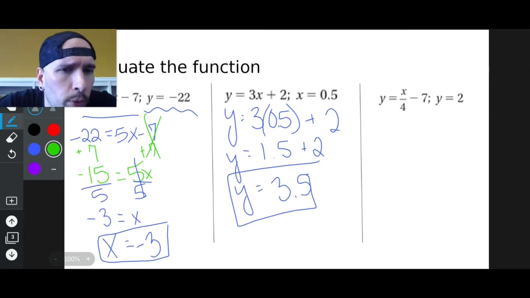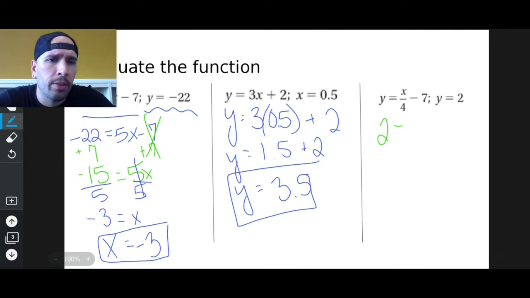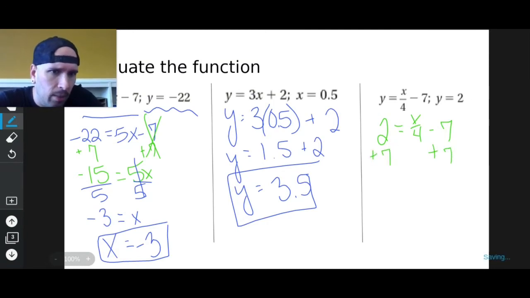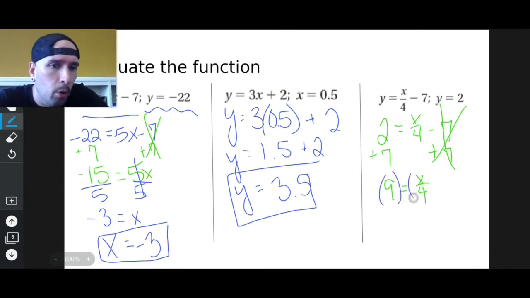y equals x over 4 minus 7, and y is 2. So let's turn y into 2, and that's going to equal x over 4 minus 7. Is x all by itself? No. What's in the way? Divided by 4 and minus 7. So why don't I add 7, 2 plus 7 is 9, equals x over 4. Is x all by itself? No. What's in the way? 4. How do I get rid of divided by 4? Multiply by 4. 4 times 9 is 36 equals x.